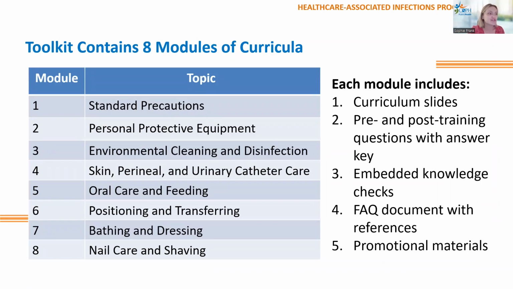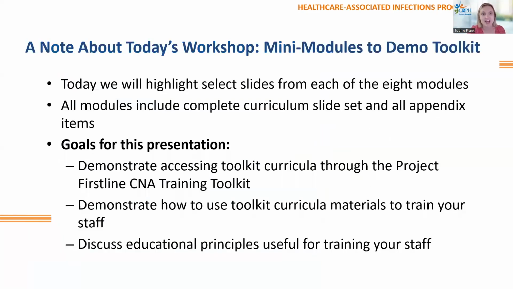So the Project Firstline training materials span 8 modules of IPC content that are ready for you to use out of the box as needed. Each module includes curriculum slides with presenter notes, a pre and post training questions file with answer key, embedded knowledge checks to encourage an interactive training environment, an FAQ document with references, and promotional materials. These items are part of the toolkit's appendix and are available in both English and Spanish, which will hopefully address some of those language barriers as noted in the chat. We understand that's a barrier for sure.